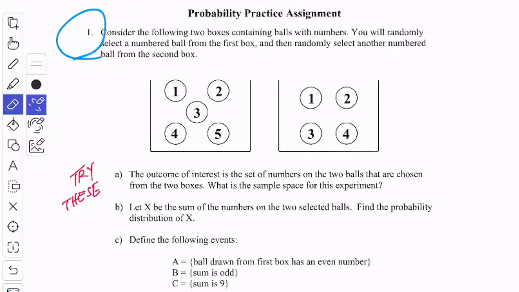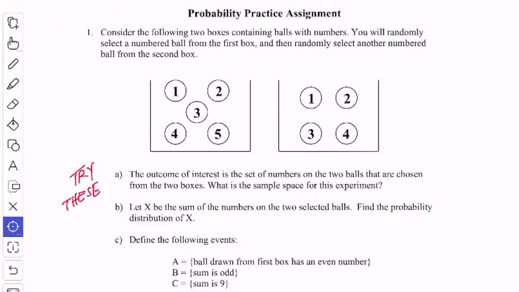Okay, so you have two boxes. These are the balls contained in the boxes. You select one ball from the first one and randomly select another from the second. So a problem like this, when you have two different things happening and you're considering the mutual events, right?